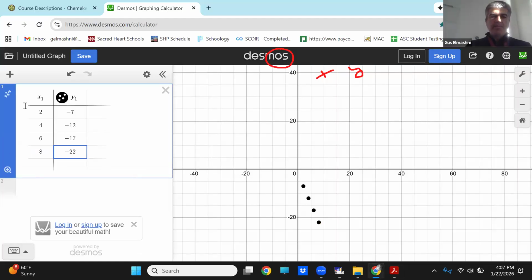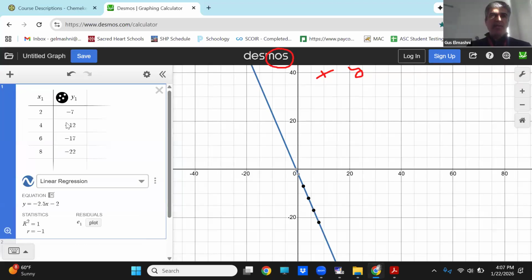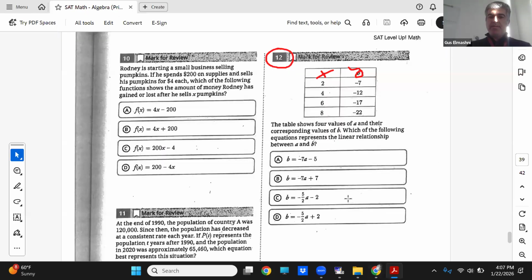And then what you can do is hit this little button off to the left. It gives you a regression line. So it gives you the best fit line, which is -2.5x minus 2. And there you go. It's going to be C. What it does for you, it calculates the slope for you and the y-intercept.